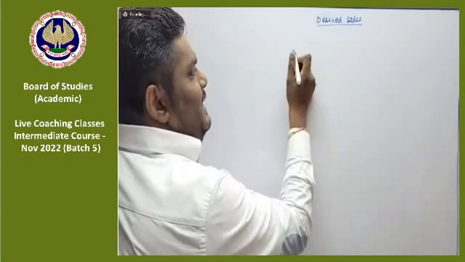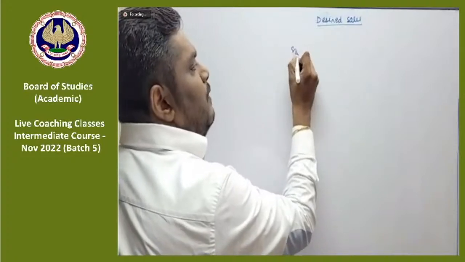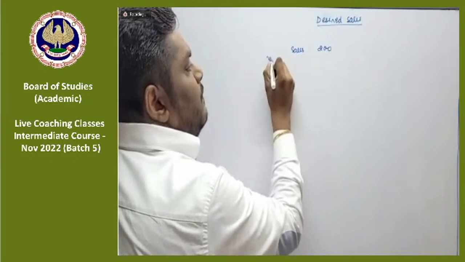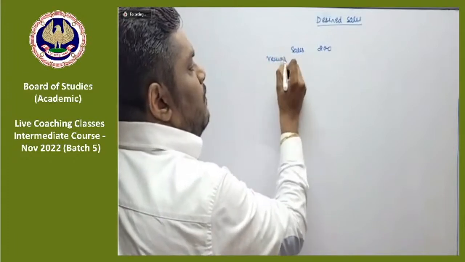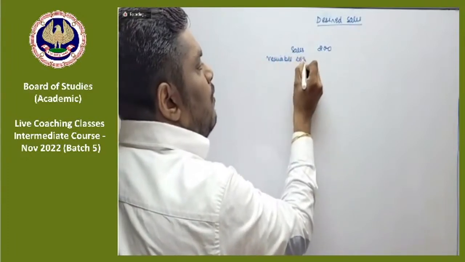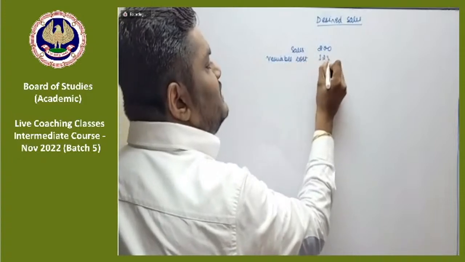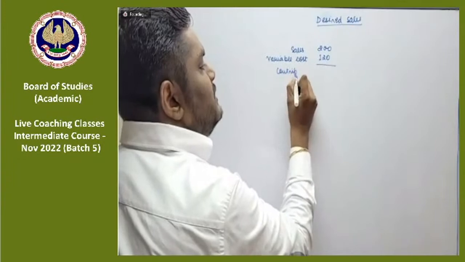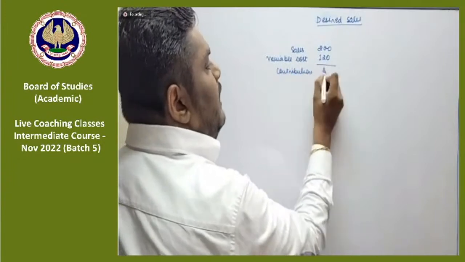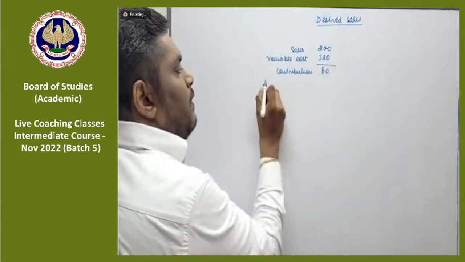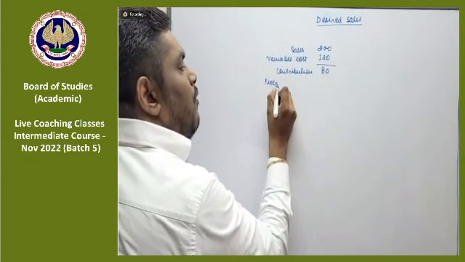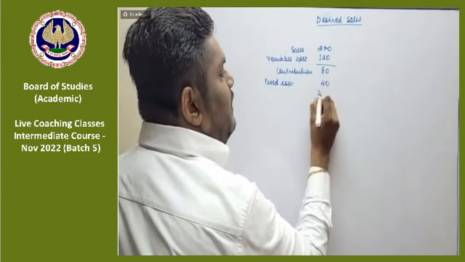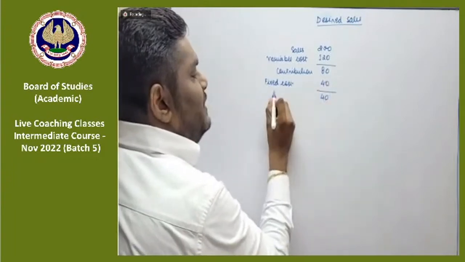Now let's take the same example. Let's say my sales is 200. My variable cost is 120. My contribution is how much? 80. My fixed cost is 40 and I'm getting a profit of rupees 40.